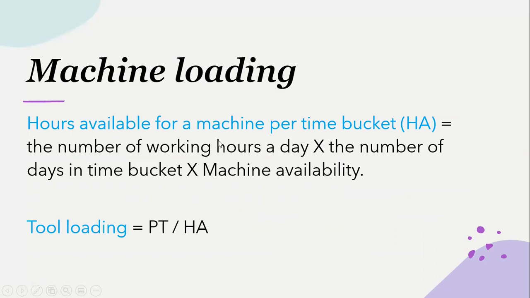Then hours available for a machine per time bucket is the number of working hours a day multiplied by the number of days in the time bucket multiplied by machine availability. This will be clear when I give the example of a clinical laboratory. And total loading or capacity utilization is equal to PT divided by HA.